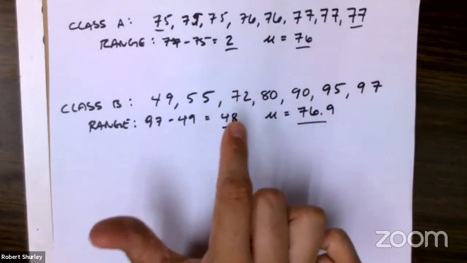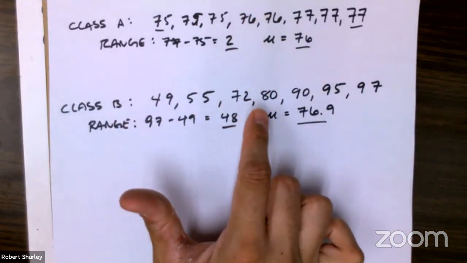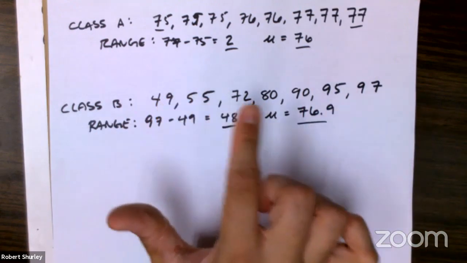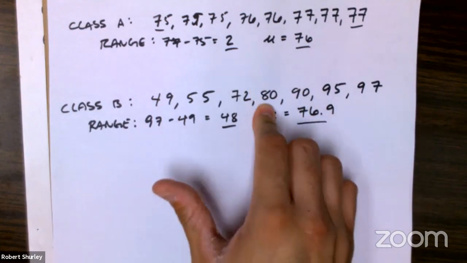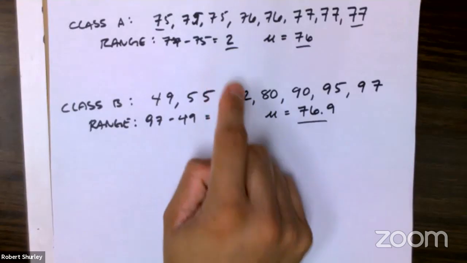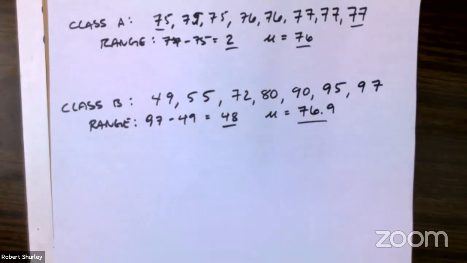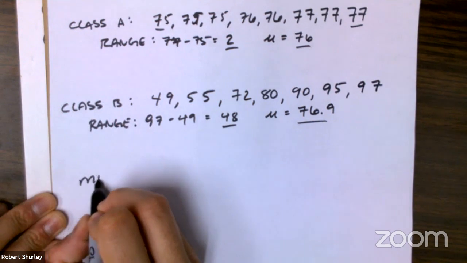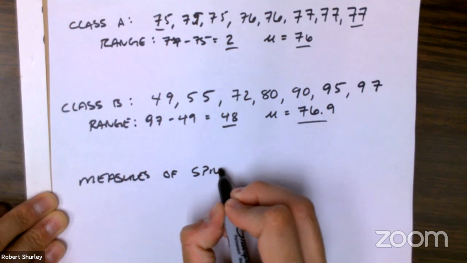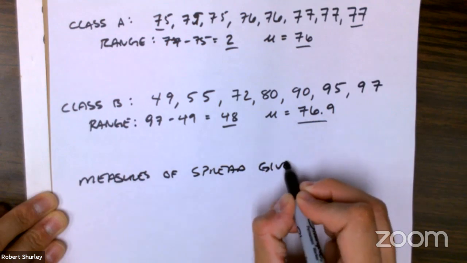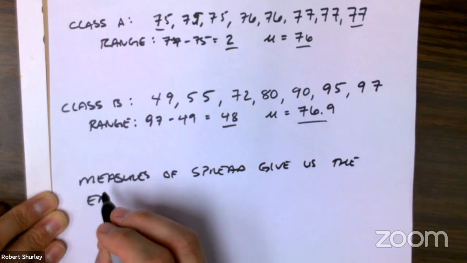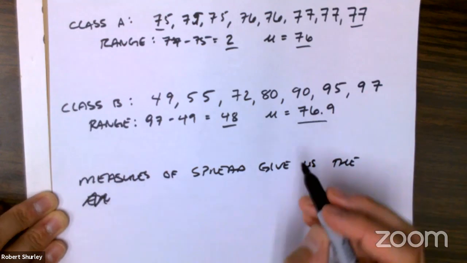And the median's probably pretty close too. The median up here is 76. The median down here would be what? 1, 2, 3, 4, 5, 6, 7. So it's the middle, 1, 2, 3, 80. So 76 and 80 is not too far off, okay? So the mean and median don't tell us much, but the range tells us the full story. And I'm going to write this down because I think it's important. Measures of spread give us the entire, I'm not going to say it like that.